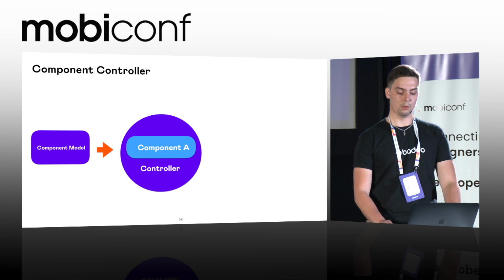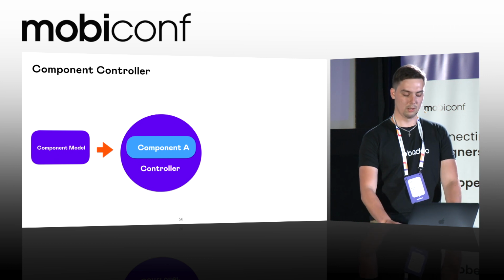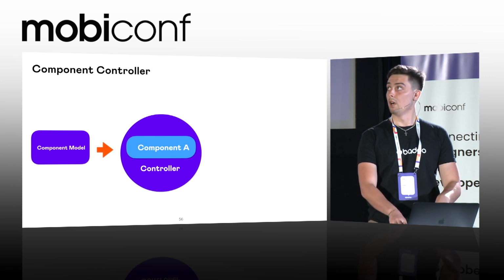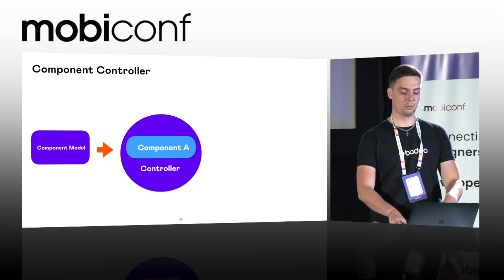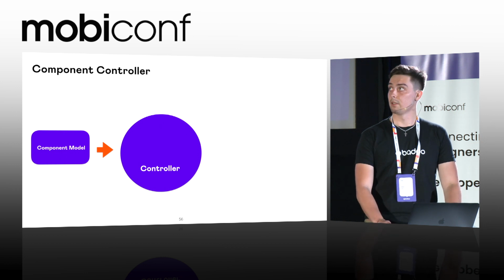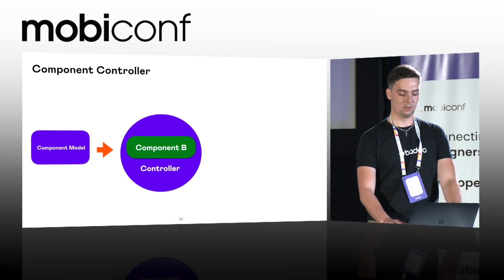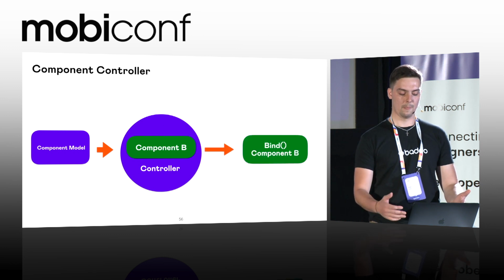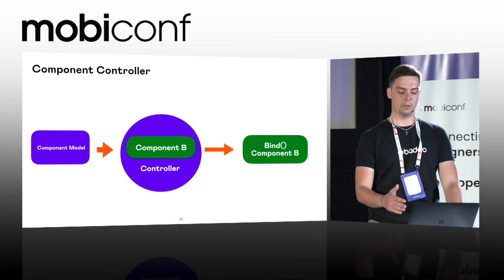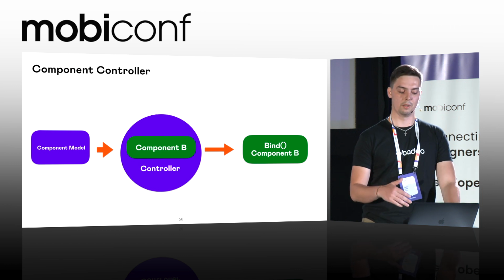But if not, if component A answers no, I don't support this type, the controller removes component A from the view hierarchy and tries to find the proper component that can handle this model. And when it finds it, it just inflates it and finally passes the model. The idea is, if we pass a new model and the component can't work with it, the controller will replace it.